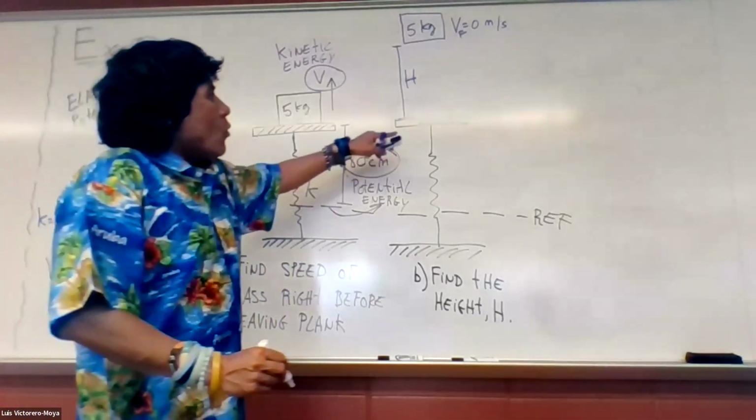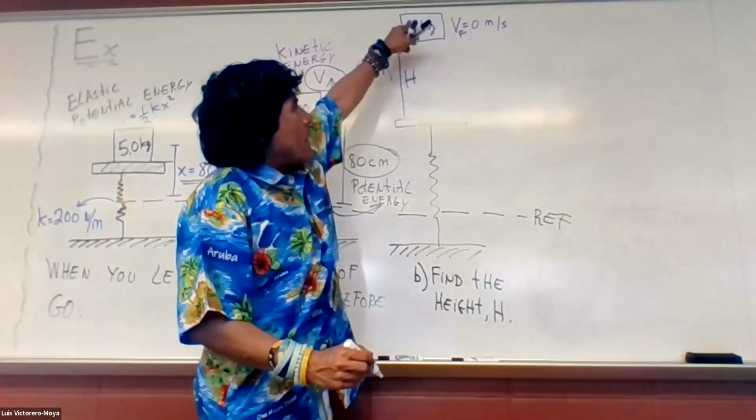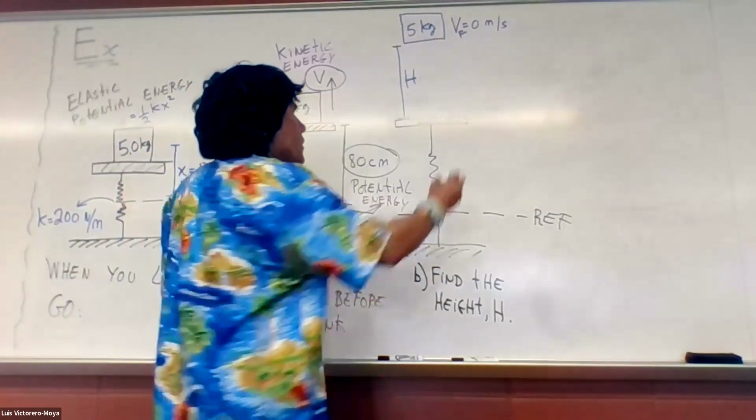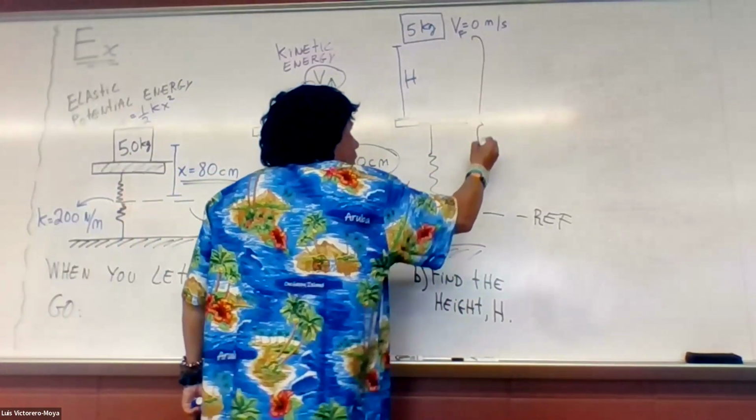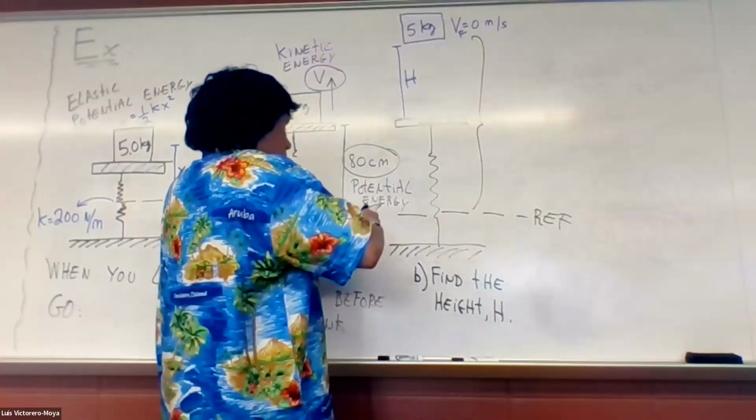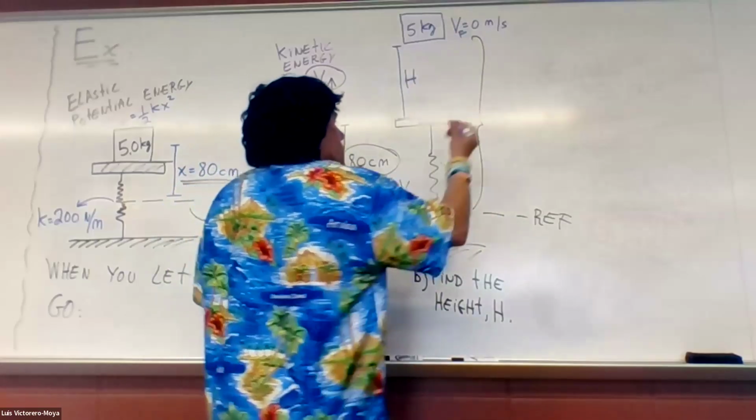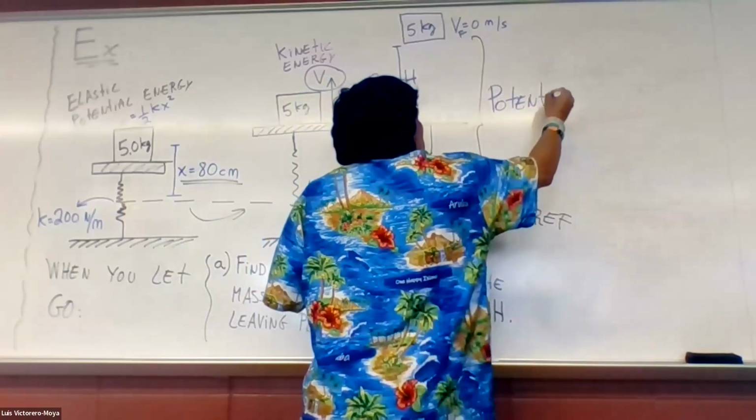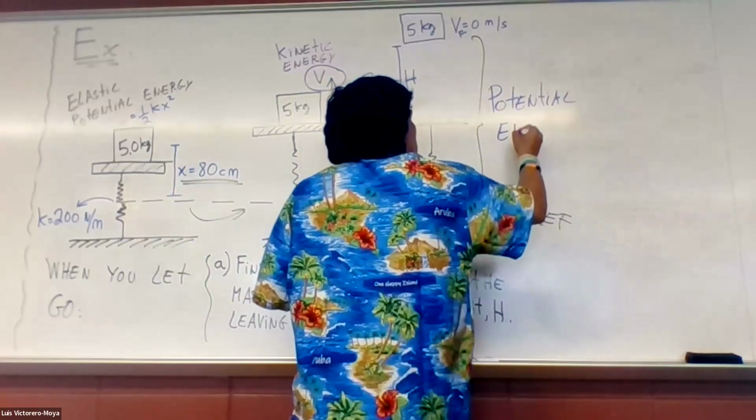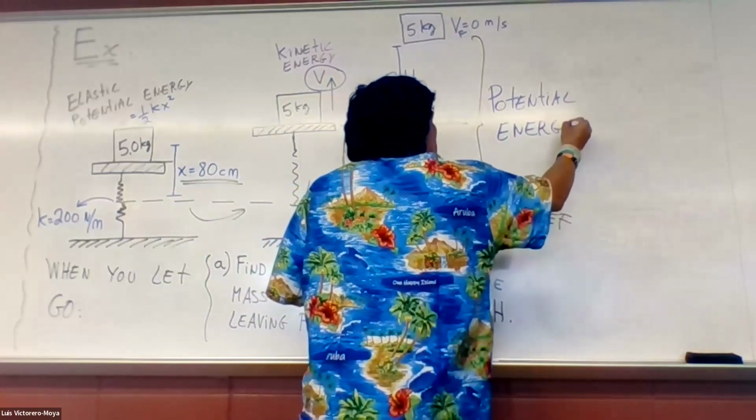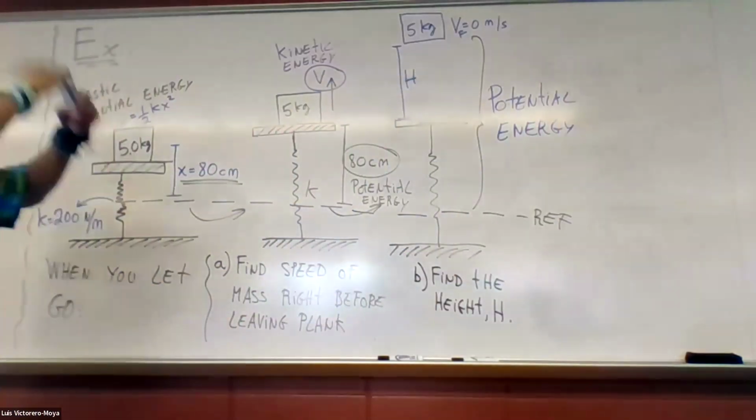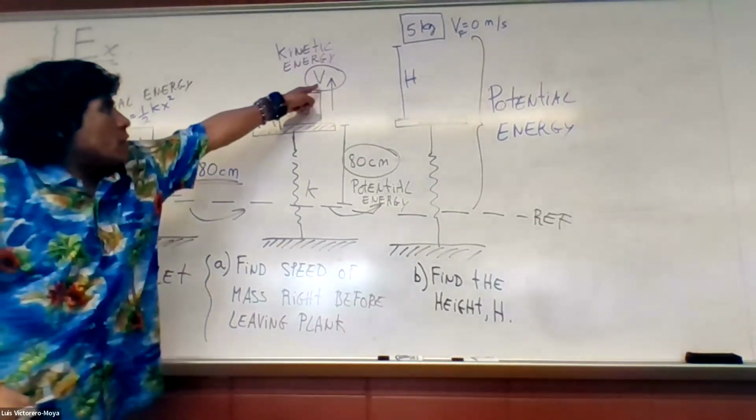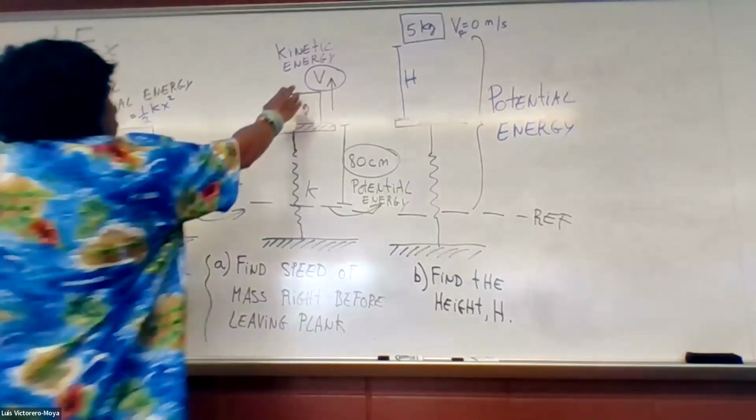And then when the mass leaves the plank, there is potential energy here. All of this, because it stops. So it's just potential energy. So now that you figure it out, you can start solving for the variables. Let's start with V. All right, how do I solve for V?